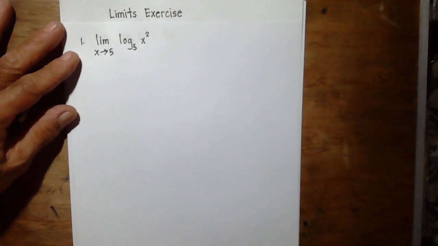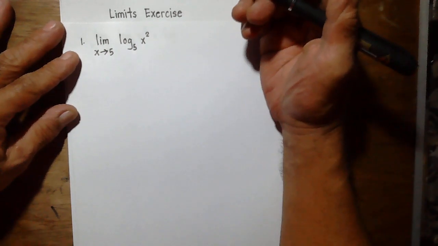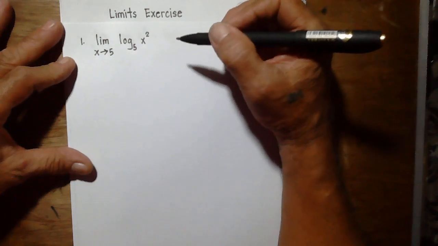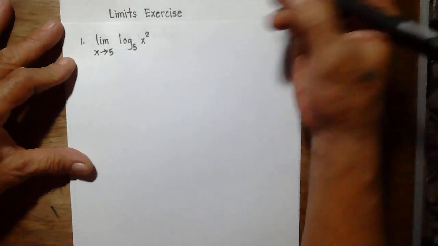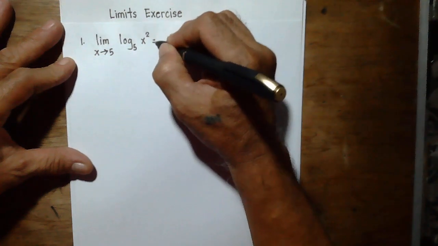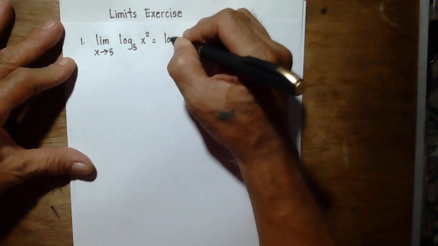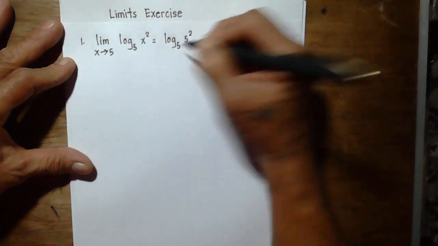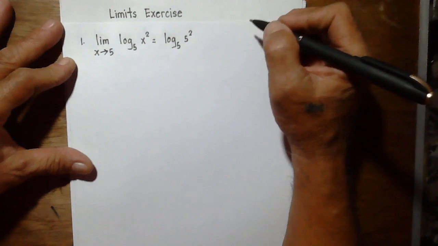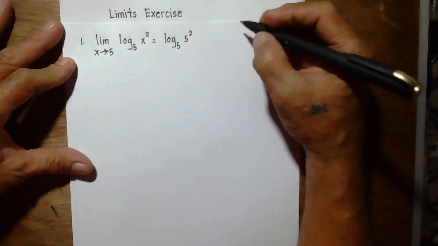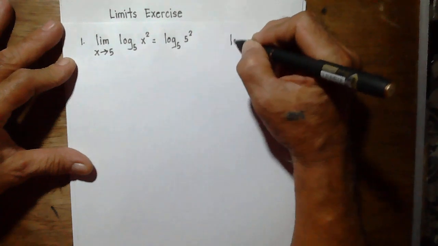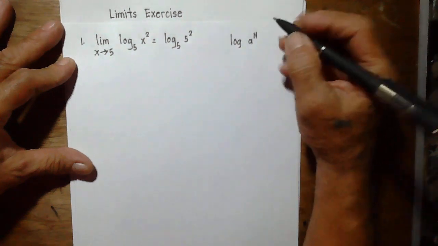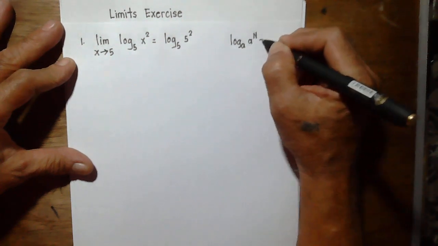We would rather call it that way because limit of logarithmic functions is a much more complicated process, and this is a very simple process. Now, by direct substitution, we have logarithm of 5 squared to the base 5. And this is equal to what? Now, according to the rule of logarithm, that says logarithm of a raised to n to the base a is equal to n.